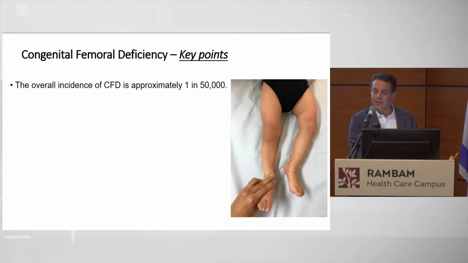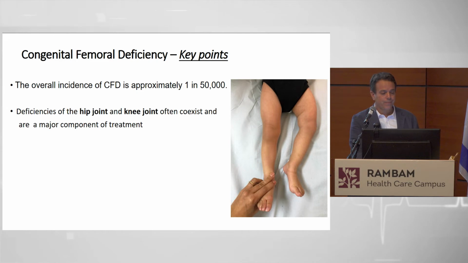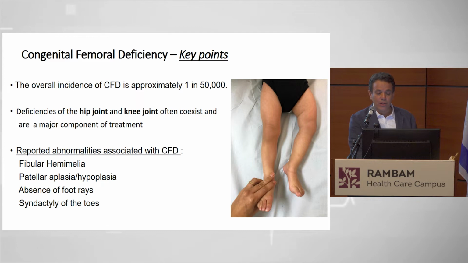Some key points regarding the pathology. The overall incidence of CFD is 1 in 50,000 or even more. Many times there are deficiencies of the hip joint and the knee joint that are a major component of pathology and of treatment. There are some reported abnormalities associated with CFD: fibular hemimelia, patellar aplasia or hypoplasia, absence of foot rays, and syndactyly of toes.